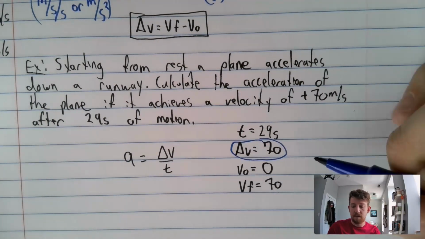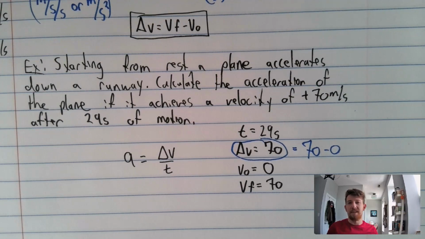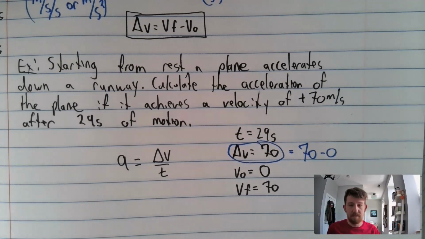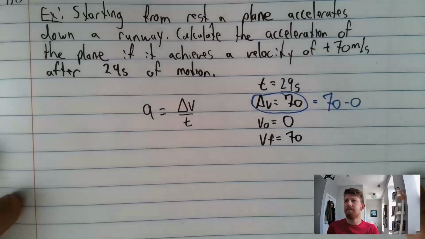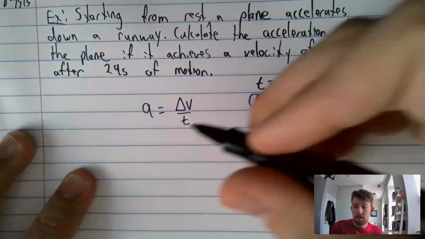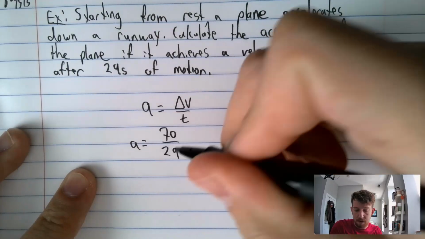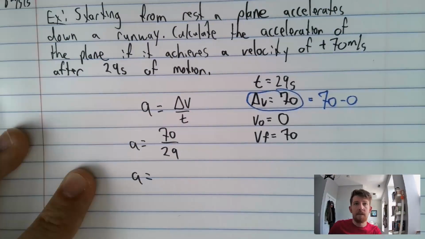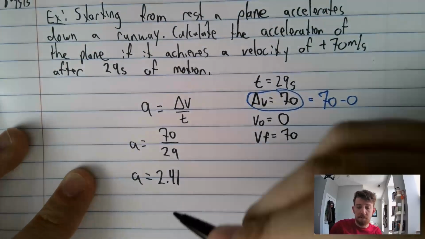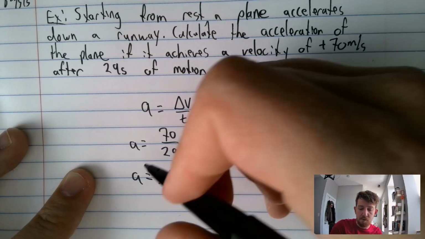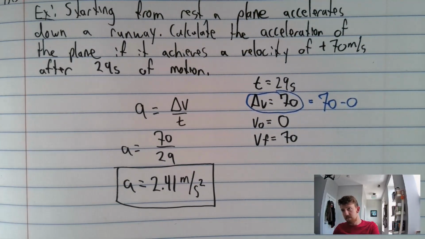This delta V could have been found by taking 70 minus 0, but 70 minus 0 is just 70. So it doesn't seem that groundbreaking. Anyway, we'll just get our value, 70 over 29, and that'll give us an answer of 2.41. We could write meters per second per second. This is more common, meters per second squared. It's just that meters per second is more valuable.